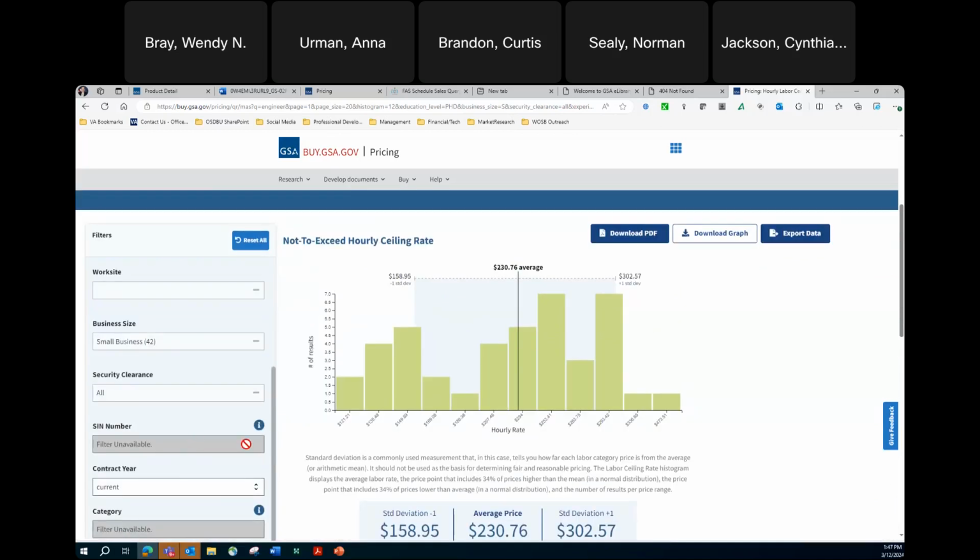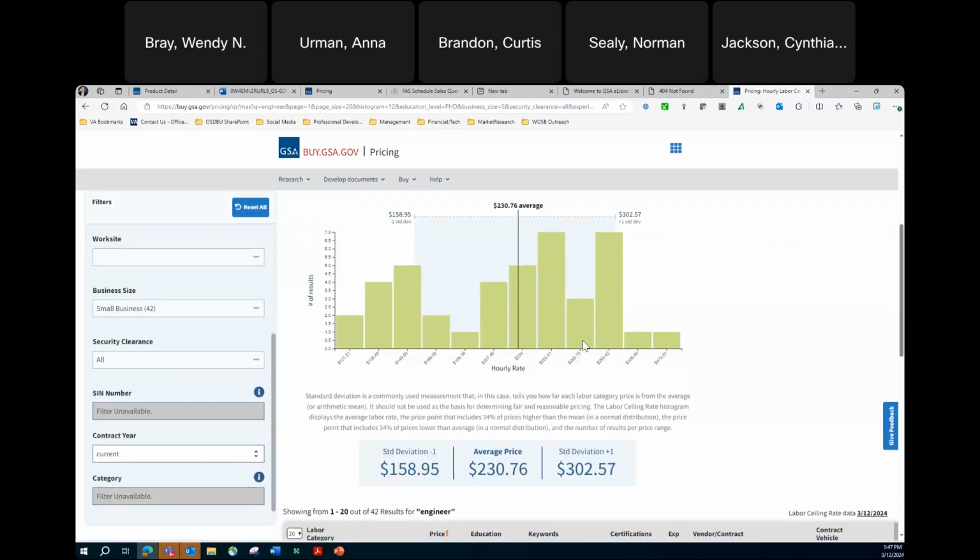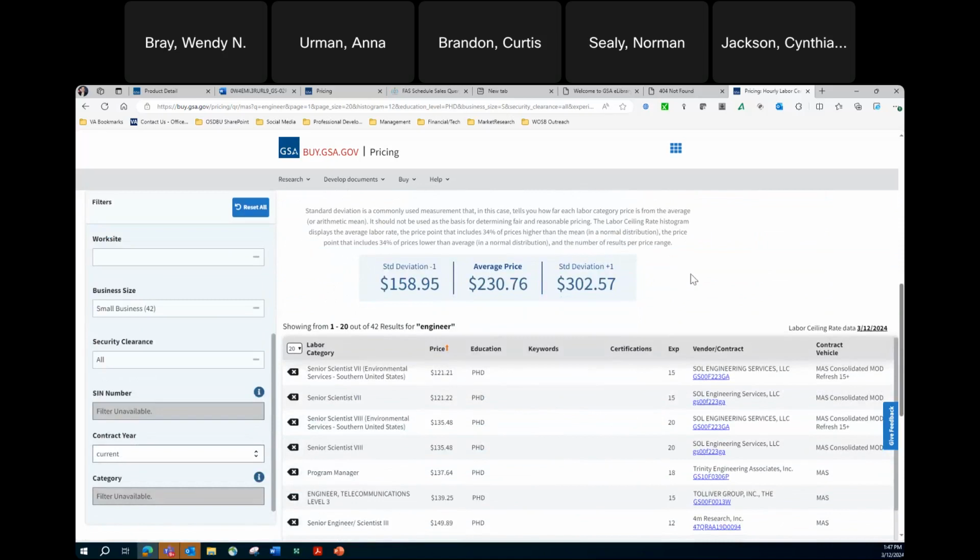So this gives me an idea as I hone in a little bit more on exactly what I'm looking at. So the average price is 230 and it goes usually as low as 158 to 302 as a ballpark.